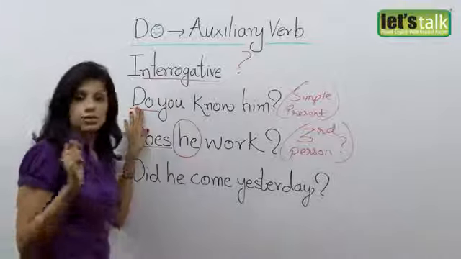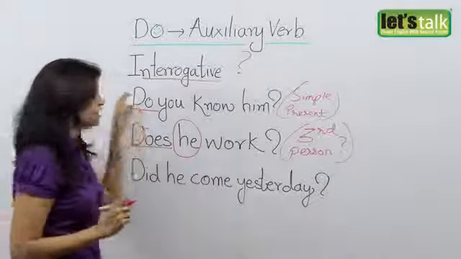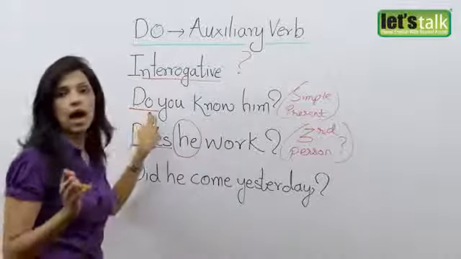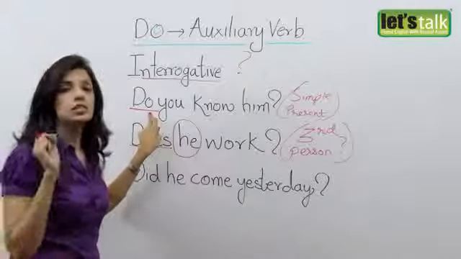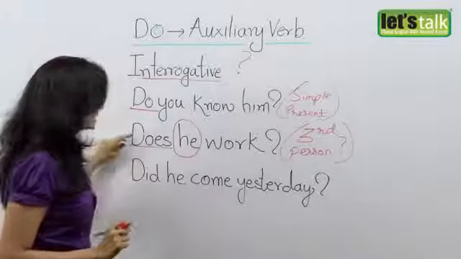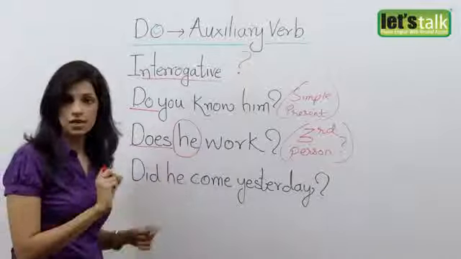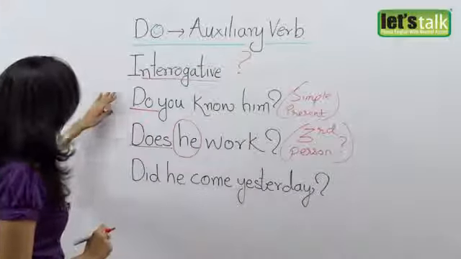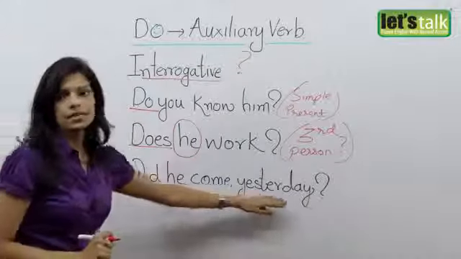Alright, so for the simple present tense interrogative statements, you use do for I, you, we, they, and for the third person, you use does. That is for he, she or it. Okay. Moving on to the next, did he come yesterday?